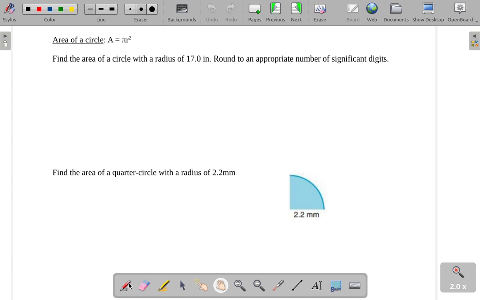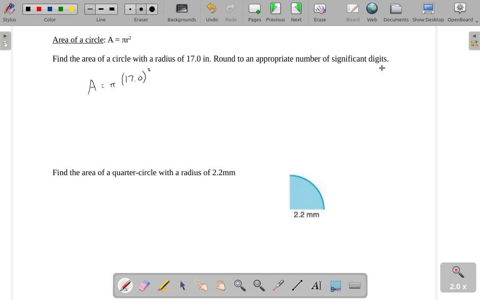The formula for the area of a circle is pi r squared, or A equals pi r squared, if you want to have the A in there. So if we wanted to find the area of a circle that has a radius of 17.0 inches, well, we would just say A is equal to pi times 17.0 quantity squared.